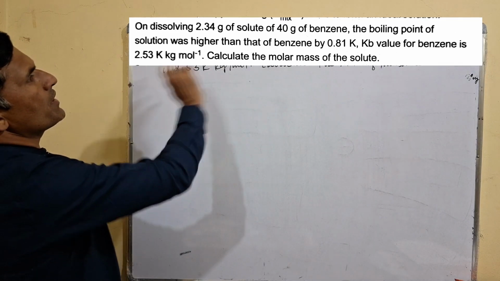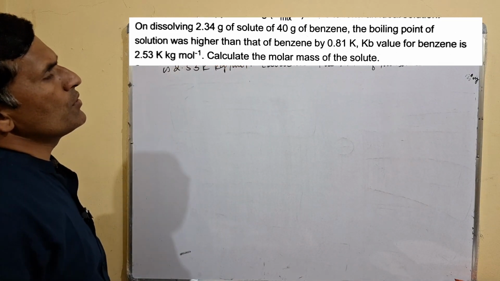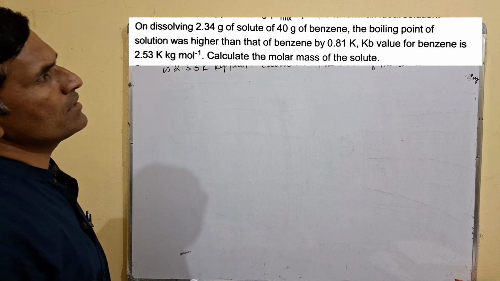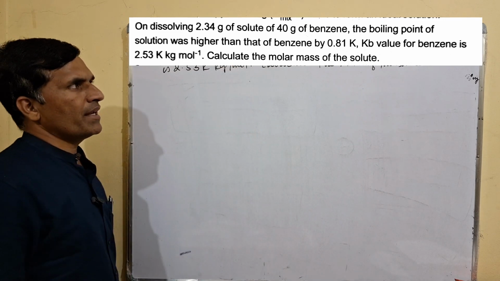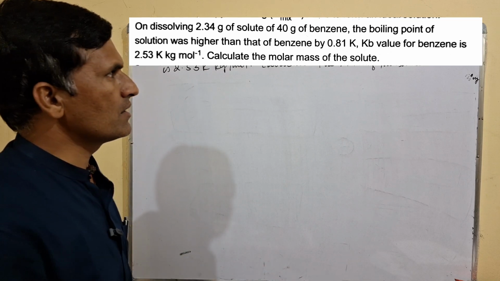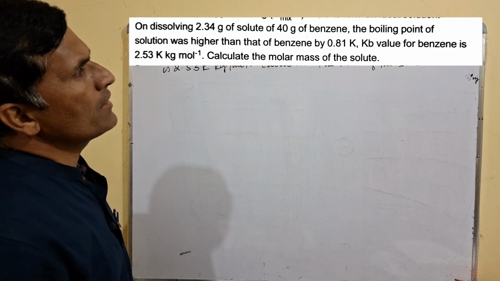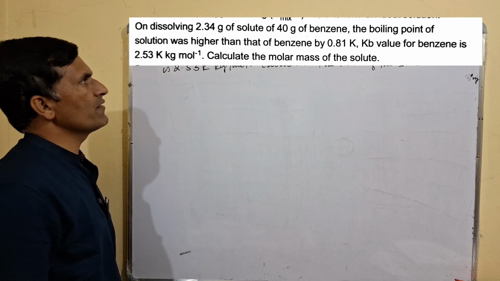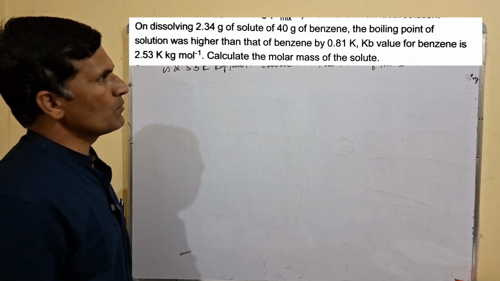On dissolving 2.34 grams of solute in 40 grams of benzene, the boiling point of the solution was higher than that of benzene by 0.18 Kelvin. Directly, delta TB is given, the difference is given. And Kb, the ebullioscopic constant value for benzene, is 2.53 Kelvin kg per mole.